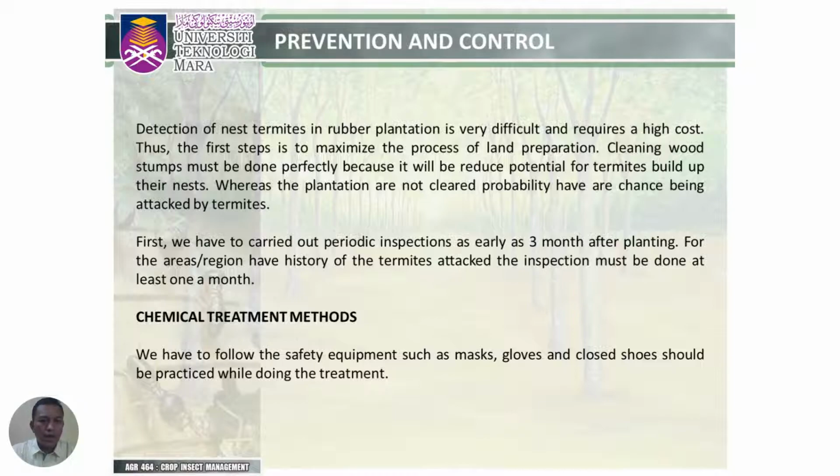First, we have to carry out periodic inspection, yearly, at 3 months after planting. For areas or regions with a history of termite attack, the inspection must be done at least once a month. Okay, we use the chemical treatment method. We have to follow safety practices and wear equipment such as gloves. Clothes should be practical while doing the treatment.